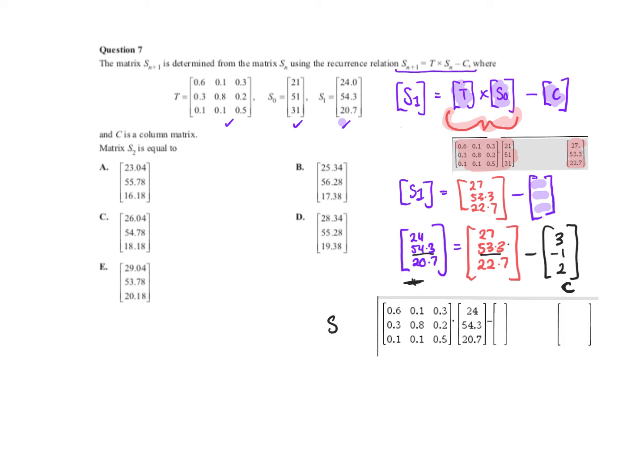So when we're asked to find S2, using our formula up here, they told me I need to do the transition times the one before, which would be S1, and then we've got to minus this C, which I now know is 3, -1, and 2. So we'll pop that into the calculator, and when we do that, we get 23.04, 55.78, and 16.18. Okay, so we end up with the answer A.